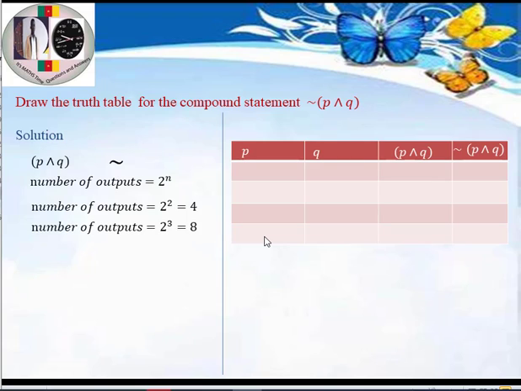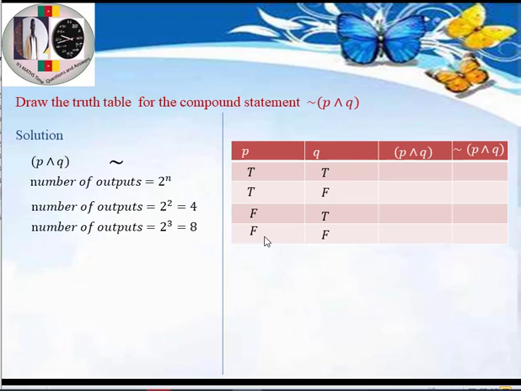If the first input P is true, the second input Q can also be true. If the first input P is true, the second input Q can be false. If the first input P is false, the second input Q can be true. And if the first input is false, the second input Q can be false. So those are the maximum number of combinations of inputs that we can have for 2 inputs.